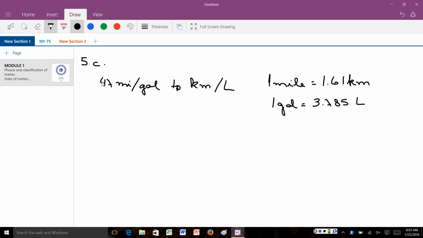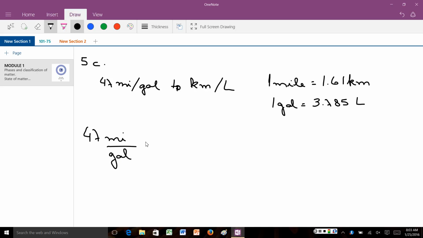Most of the times when you are doing these conversions, we are working with multiplication or division. So most of the times the number of significant figures for the final answer is going to be the same as in the problem. So we start with 47 miles per gallon.